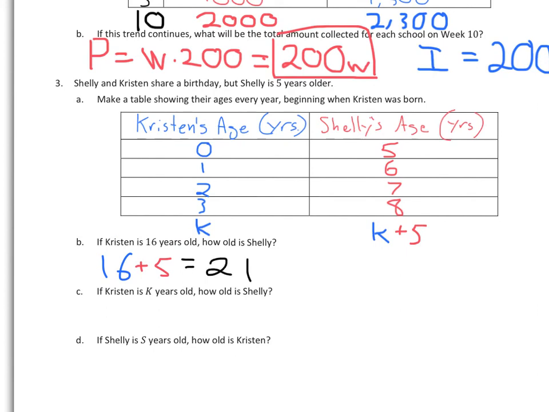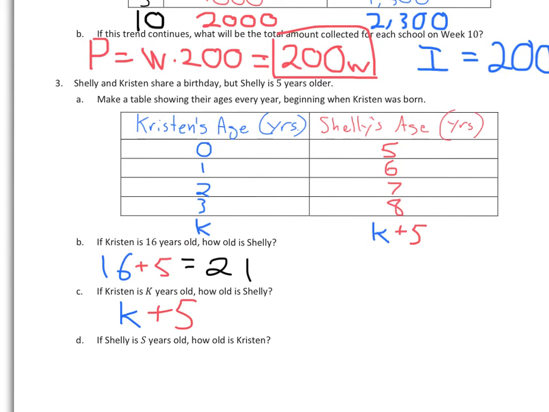21. So if Kristen is K years old, and I kind of did this already. If Kristen is K years old, how old is Shelley? And that is this thing right here. So we already did that. Kristen is K, Shelley is K plus 5.